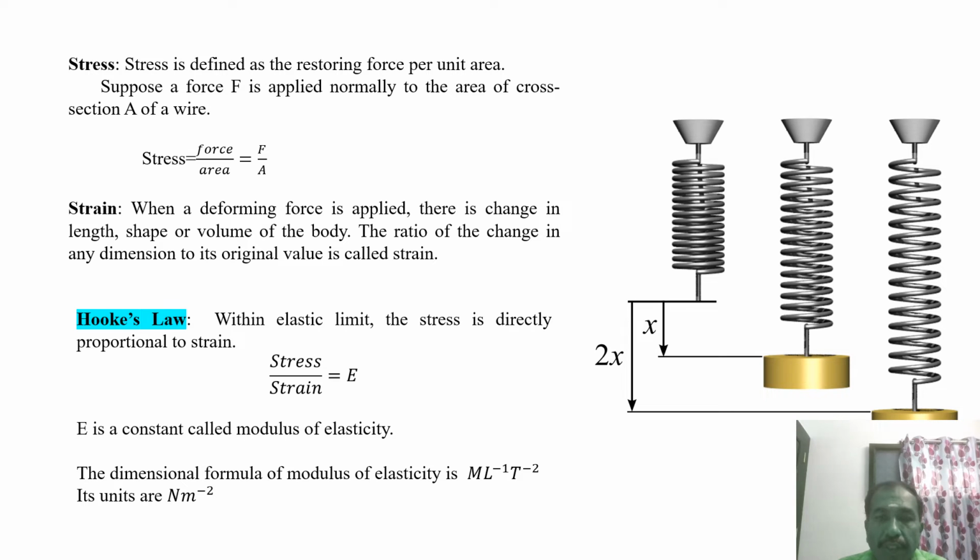The dimensional formula for the modulus of elasticity: stress is force per unit area. Force is m into a, therefore M L T^-2 divided by L squared. One L is cancelled, therefore M L^-1 T^-2. Its unit is Newton per meter squared. Strain is dimensionless. Stress is force per unit area, force in Newton and area in meter squared. Therefore, Newton per meter squared is the SI unit of the elastic moduli.